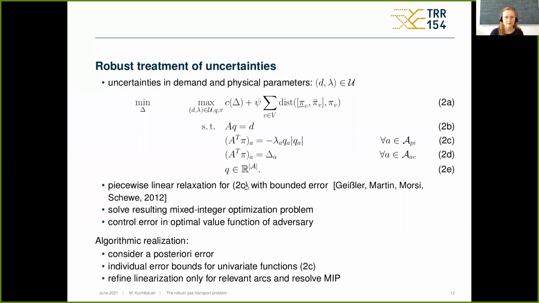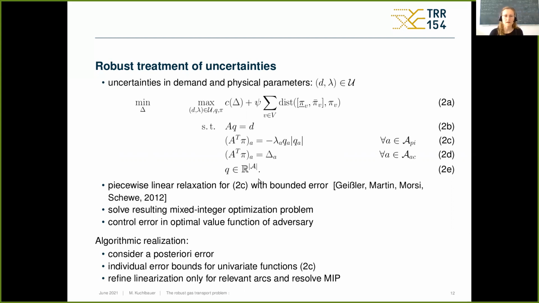And now we want to consider uncertainties, where a natural choice are these pressure loss coefficients, which are difficult to measure in reality, and demand that cannot be foreseen. And reformulating this problem with uncertainties, we obtain this min-max problem here. So we have moved the pressure bounds to the objective via penalty term, and we have here the physical constraints. And in our bundle method, we now need to have access to an approximate solution of this problem.